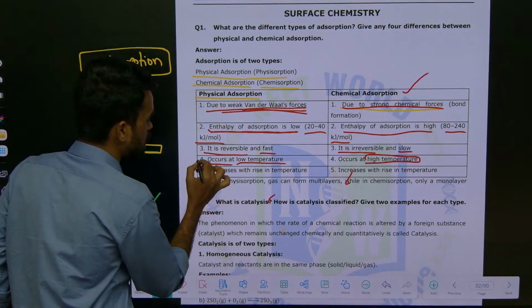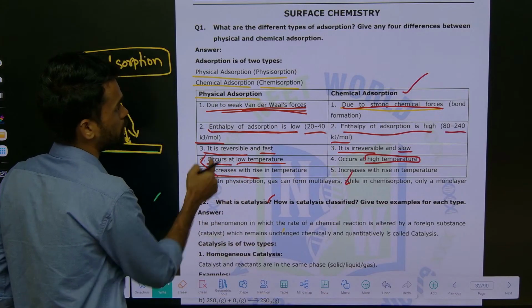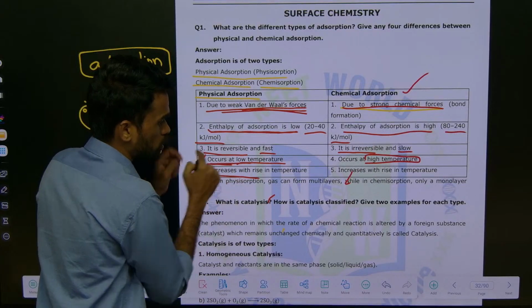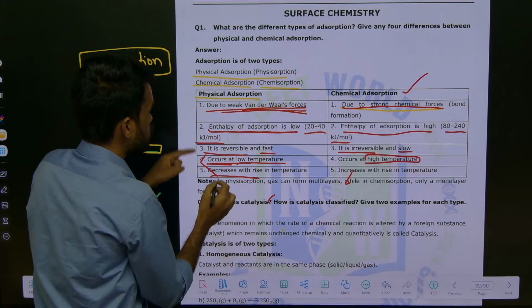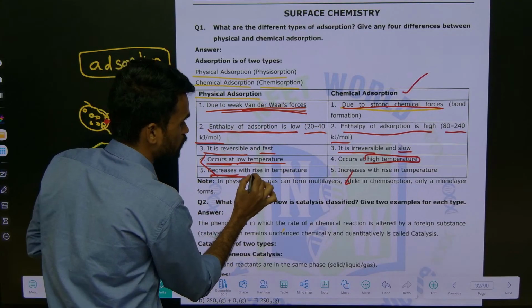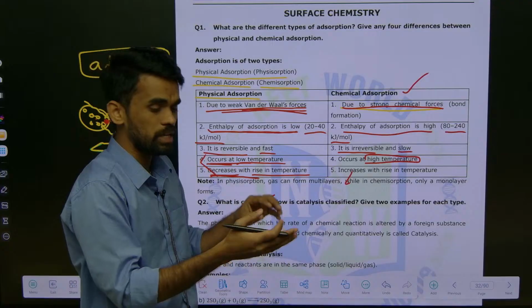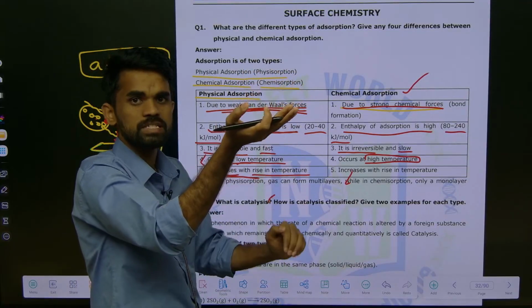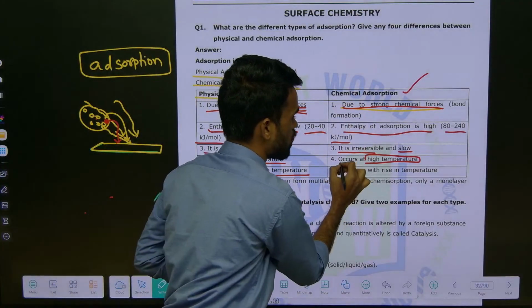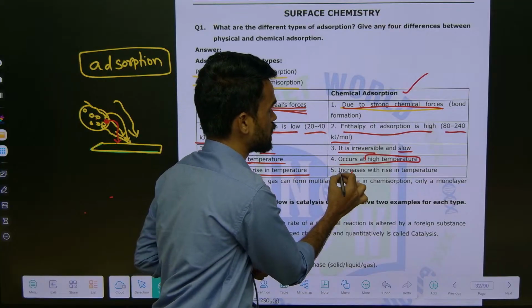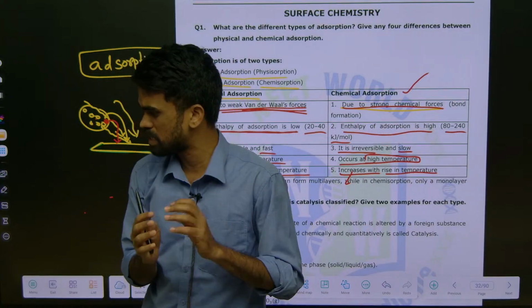Now see, since physisorption occurs at low temperature, if we increase the temperature, the physisorption nature decreases, so physical adsorption decreases with rise in temperature. It means physisorption will be very effective at lower temperature only. If you increase the temperature, the physisorption process decreases. That is what the line says here. And since chemisorption occurs at high temperature, chemical adsorption increases with rise in temperature. Remember this basic difference.